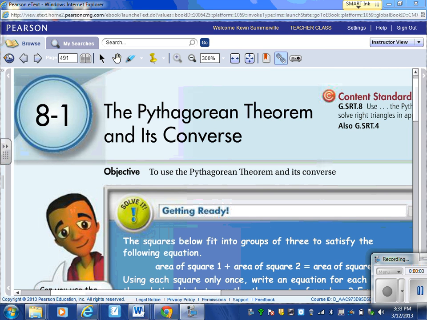Today we're going to take a look at section 8-1, the Pythagorean theorem and its converse. The objective of this section is to use the Pythagorean theorem and its converse.